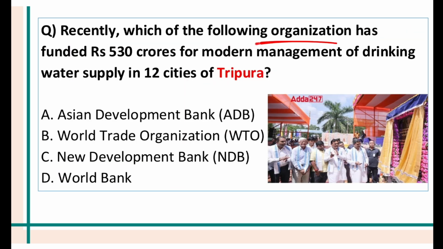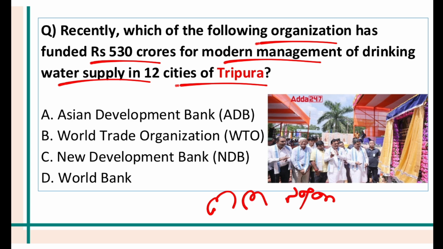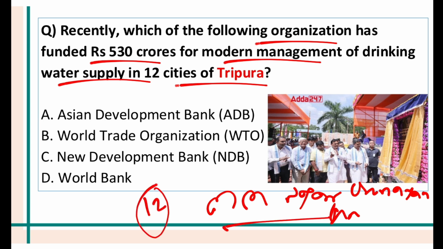Which organization has funded 530 crore for modern management of drinking water supply in 12 cities of Tripura? So in Tripura, there is an initiative called Mukhyamantri Nagar Unnayan Prakalpa, which is for transformation of the Tripura cities. In 12 cities, this program is running. Under this program, the modern management of drinking water supply project will be funded by the Asian Development Bank. They have given a loan of 530 crore for the same.